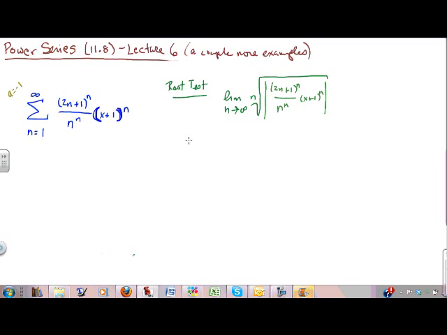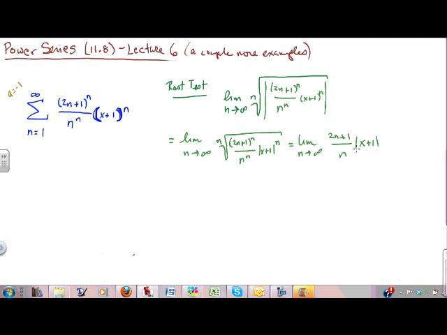Okay, so let's simplify that absolute value a little bit. So that's going to be the limit as n goes to infinity of the nth root of. So the only thing that could possibly be negative is the x plus 1. And so now I can take the nth root. And I get (2n plus 1) over n times the absolute value of x plus 1.